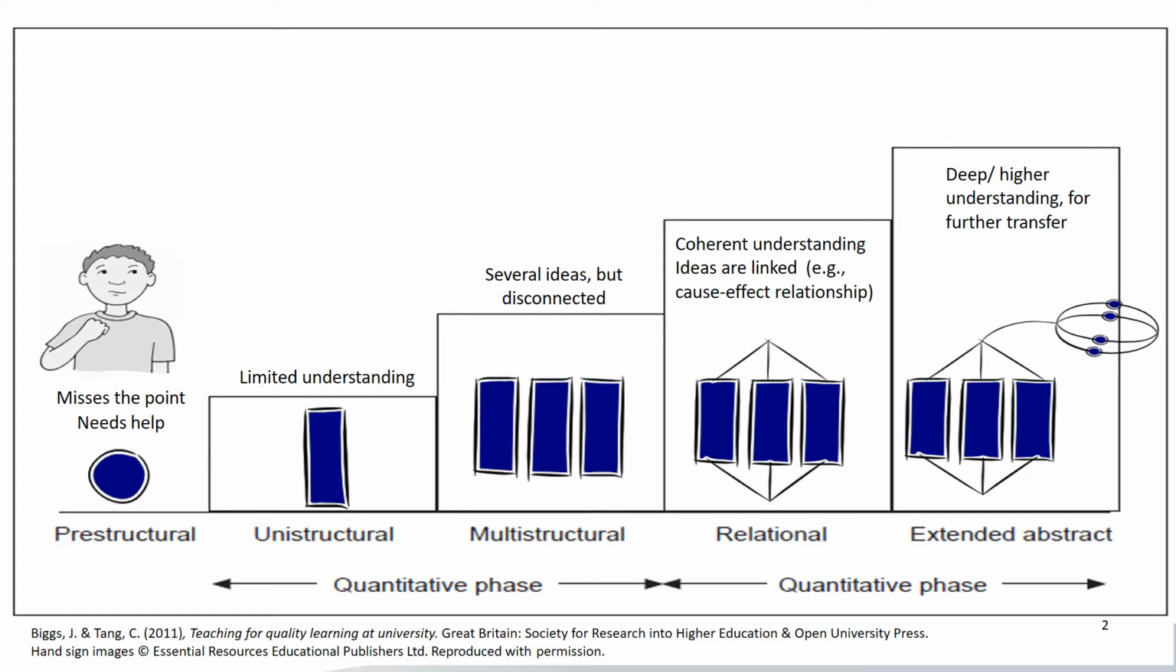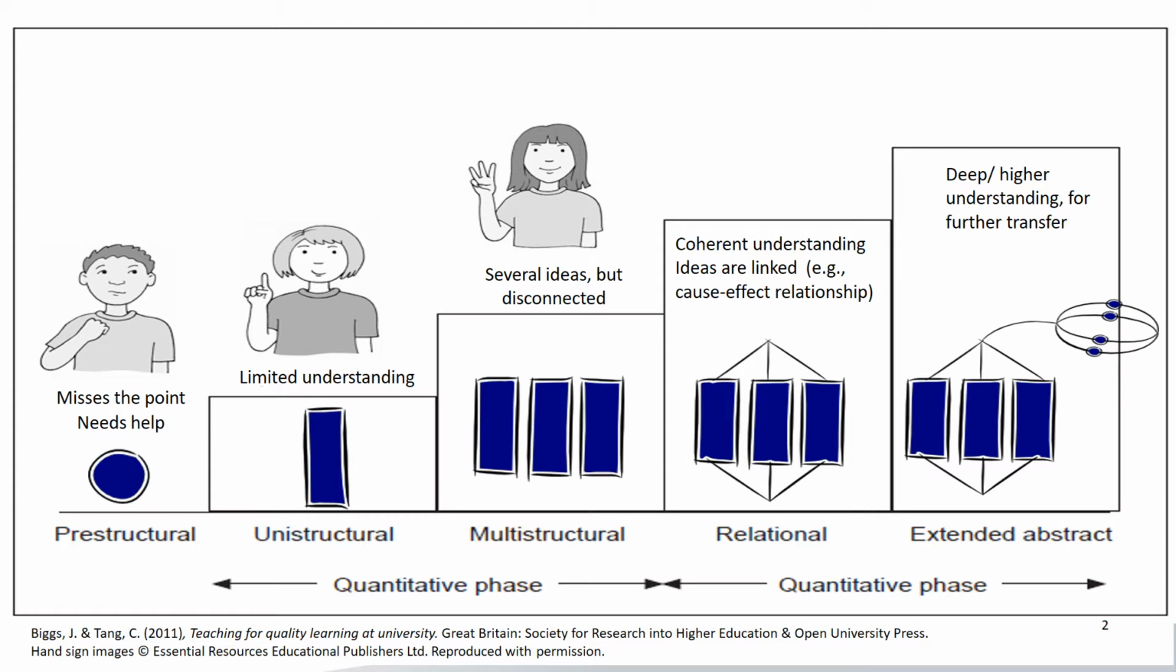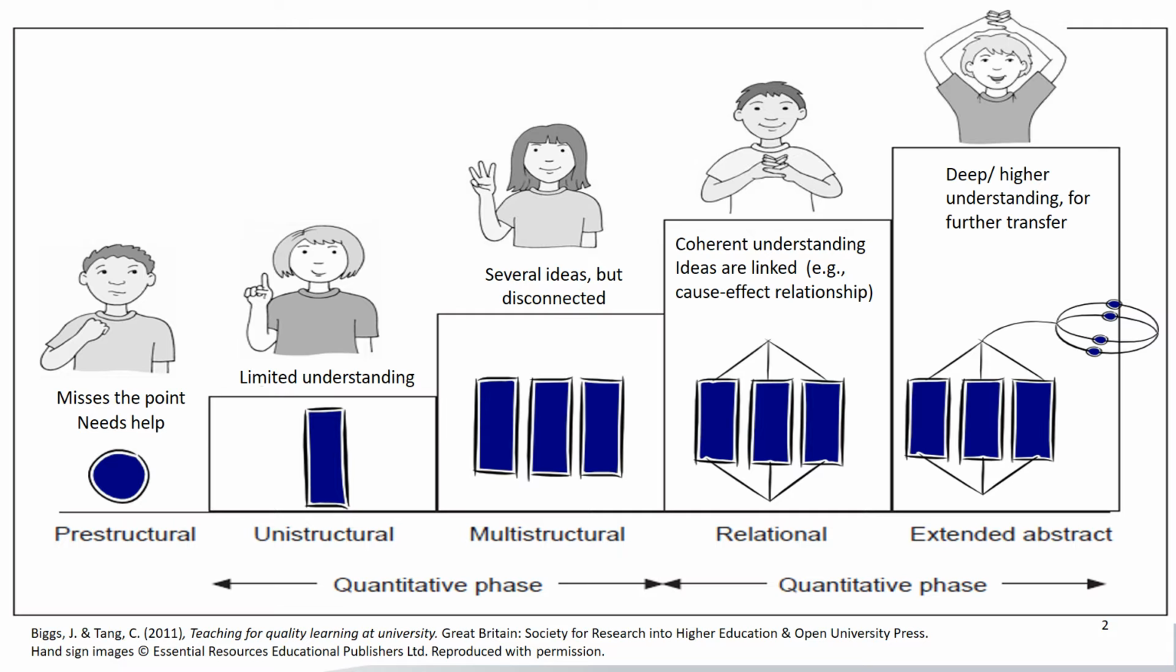Here at the pre-structural level, students have no understanding. At the uni-structural level, students have an idea. At the multi-structural level, they have several ideas, but they are disconnected. At the relational level, a more coherent understanding and the ideas are well linked. For the extended abstract level, students are able to understand these ideas in new and different ways.